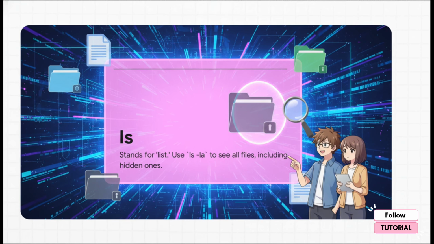Okay, so you know where you are. Now what? You need to know what's around you, right? That's what ls is for. It just lists everything in your current folder. But the real magic is in the options, like ls -la. The l gives you a long, detailed list, and the a shows all files, even the hidden ones. It's basically like giving your terminal X-ray vision.